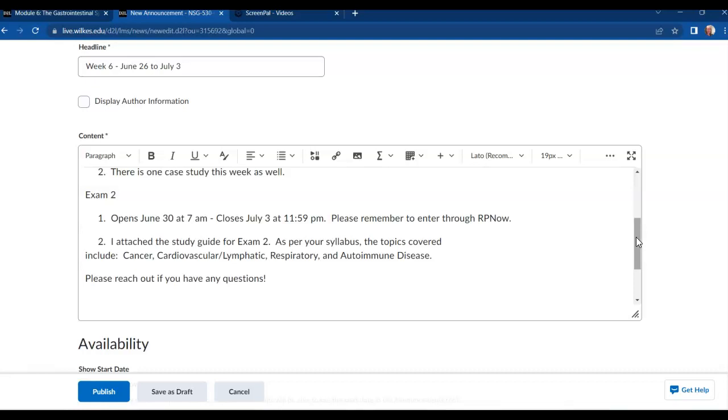I attached that study guide. It's the same one as I sent last week. This is the same announcement. That's why I copied and pasted it. I just always do it 2 weeks in a row before exams open up. Reach out if you have any questions, of course. But I wanted to do something a little bit different this week.